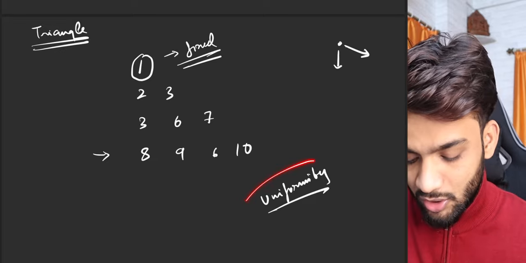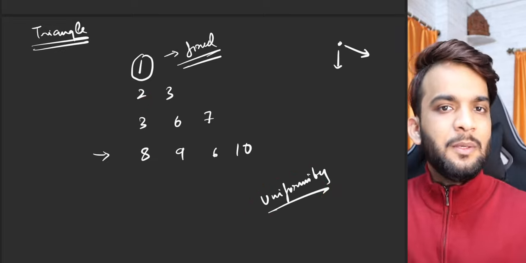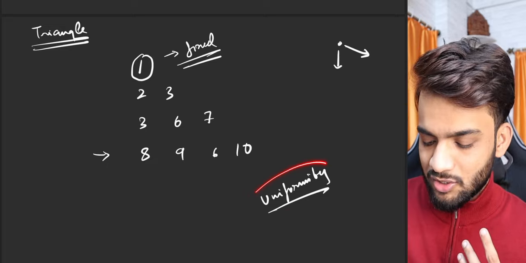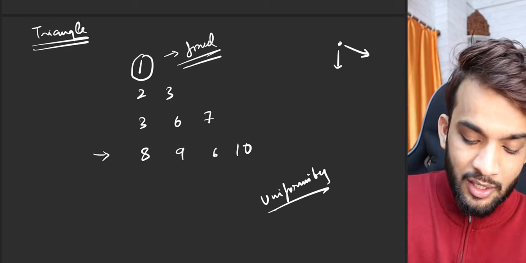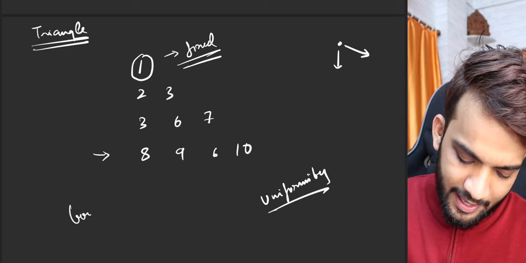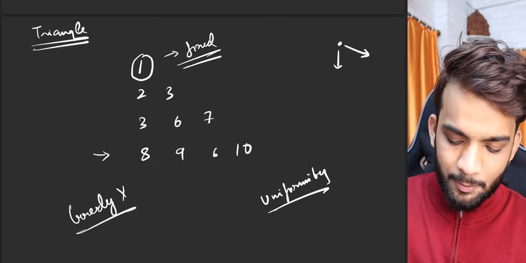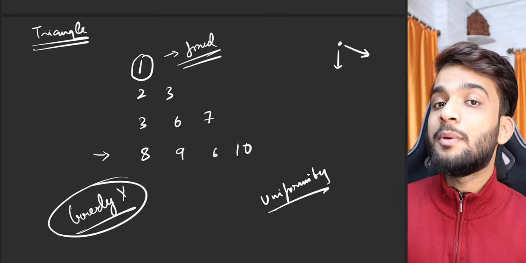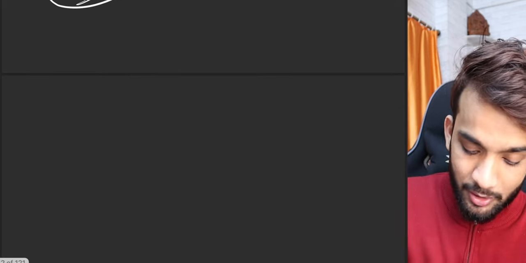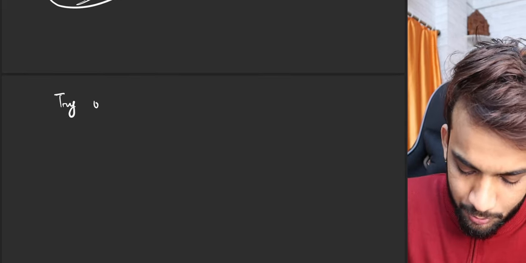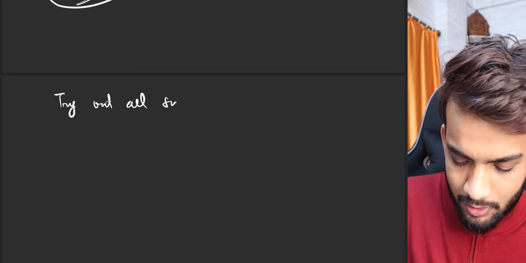So uniformity is not there because the values might be bigger, might be lesser. Whenever there is no uniformity in the increment or decrement of values, then we can say that something like a greedy cannot be applied. So what do we tend to apply over there? Yes, we try out all the paths.